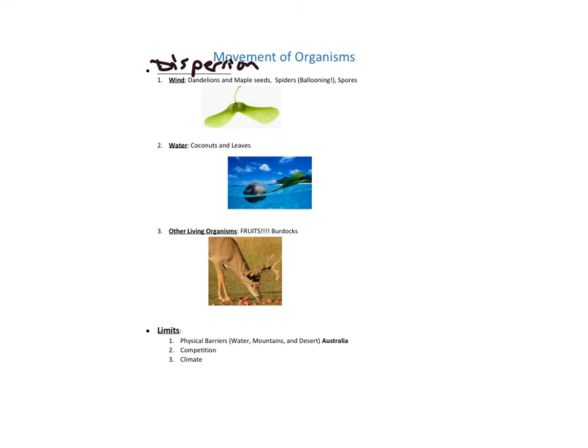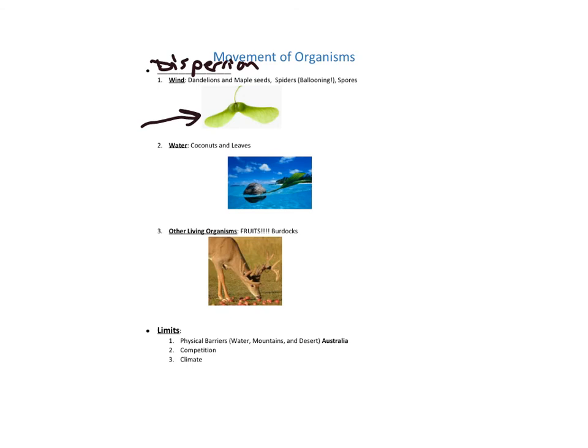And one of the main ways that organisms can disperse is by using the wind. Very light organisms, mostly plants, and very small spiders and fungus spores use the wind to disperse. And I put this picture here of a maple seed just to point out how absolutely incredible a maple seed is.